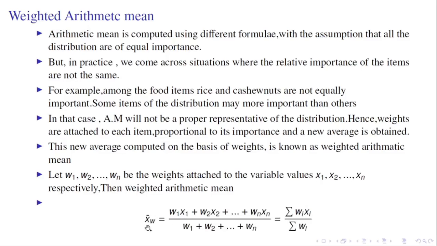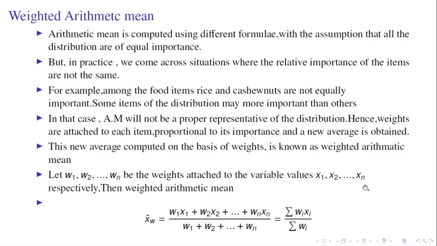And the weighted arithmetic mean is given by x bar w = (w1 x1 + w2 x2 + ... + wn xn) / (w1 + w2 + ... + wn). These are the weights. This is equal to Σ wi xi / Σ wi. This is similar to Σ fi xi / Σ fi, where the frequencies are here called weights. In one examination they asked about the weighted arithmetic mean also, so you need to write this answer. For 5 marks they asked.